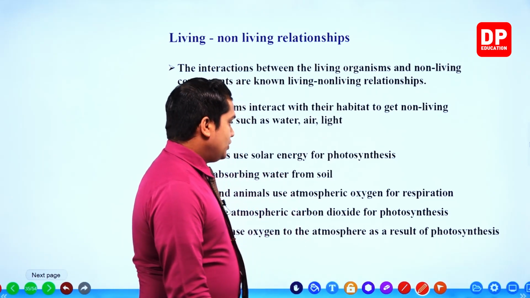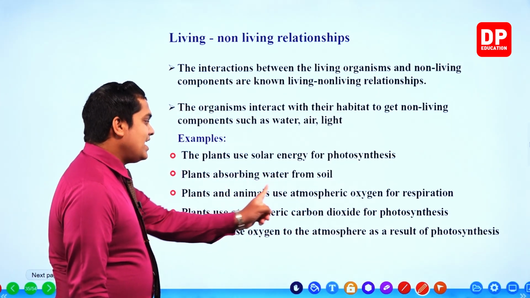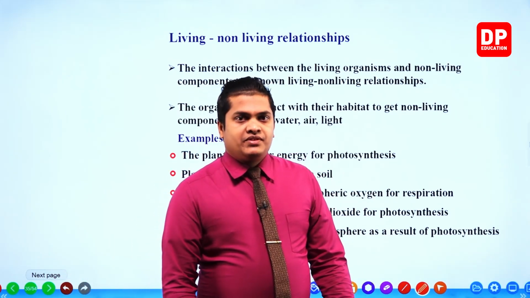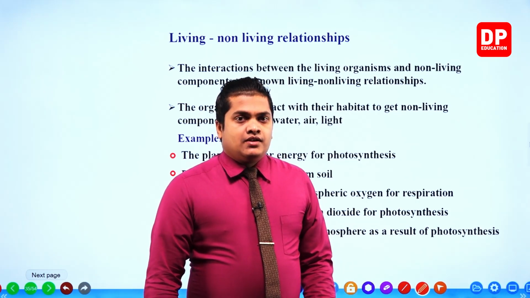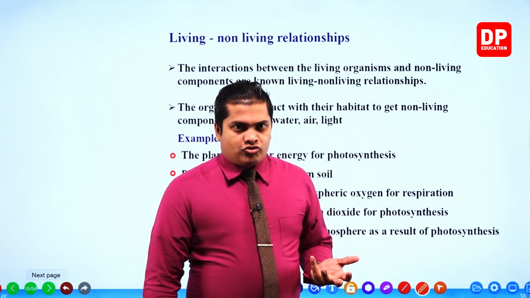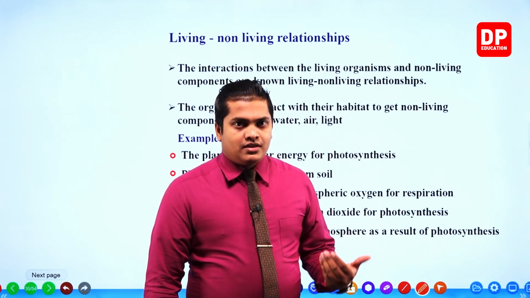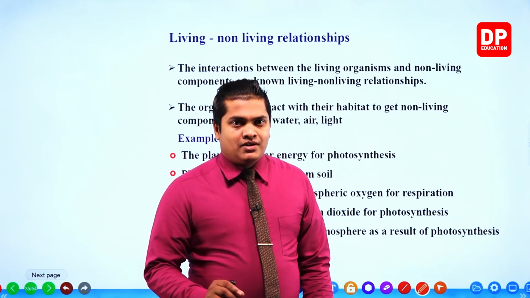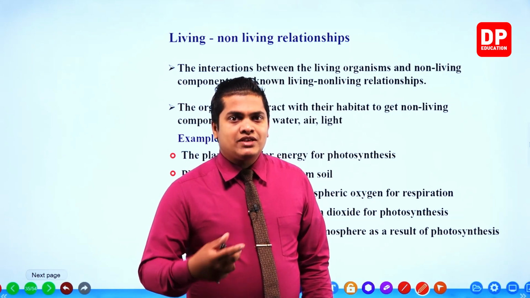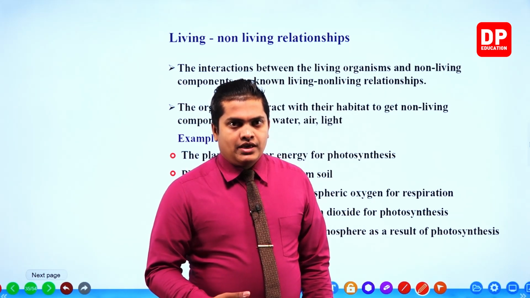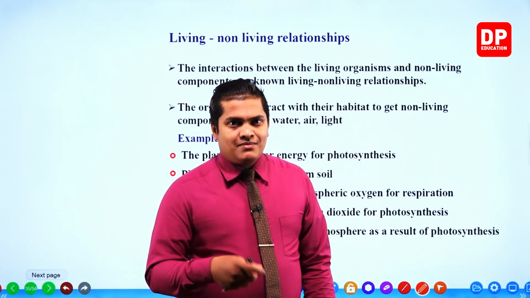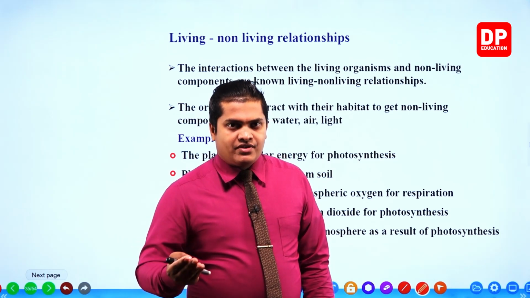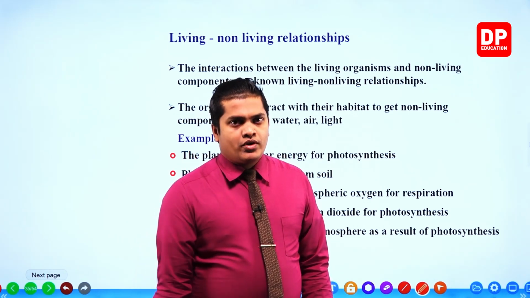Okay, so the next one, plants and animals use atmospheric oxygen for respiration. We discussed that also, right? We need oxygen gas for respiration. That's how we burn the nutrition or the food within our body. By the burning of food within our body, we produce the energy that we need. To burn something, oxygen is very important. So we have to receive oxygen from the external environment, which is a non-living component.